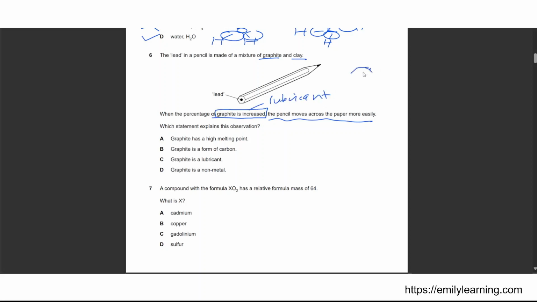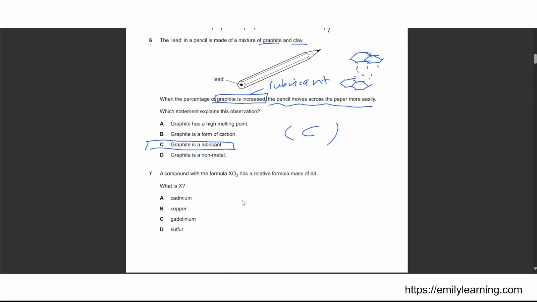because the layers, so in graphite, the atoms are arranged in hexagonal rings, right? And there are weak forces of attraction between the layers. So it is the graphite that results in the pencil moving across the paper easily because graphite can be used as a lubricant. Okay, so this property is explained with part C. Graphite is a lubricant, so therefore it allows the pencil to move across the paper easily.